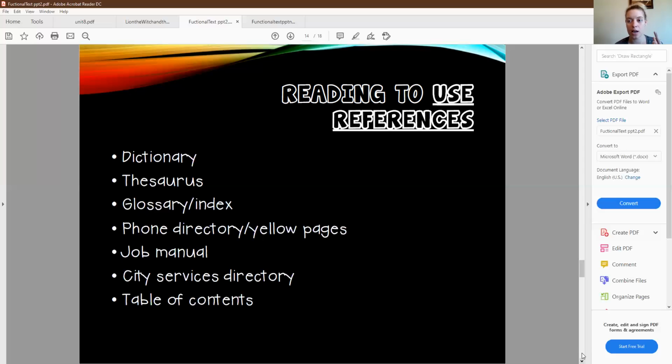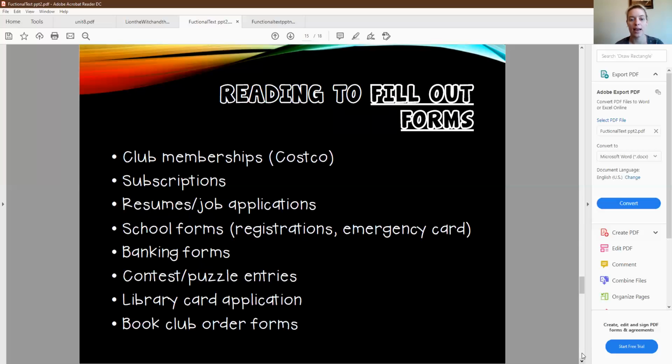So we have following directions, gaining information, using as references, and finally is to fill out forms, okay? So I know sometimes like different subscriptions, or if your parents are members at like Sam's Club or Costco, they have to fill out a form, okay? So any type of information that's gonna help you fill out a form is also gonna be a functional text. So we see school forms, baking forms, library card applications, anything also as simple as filling out one of those raffle tickets, okay? That would be an example of functional text as well.